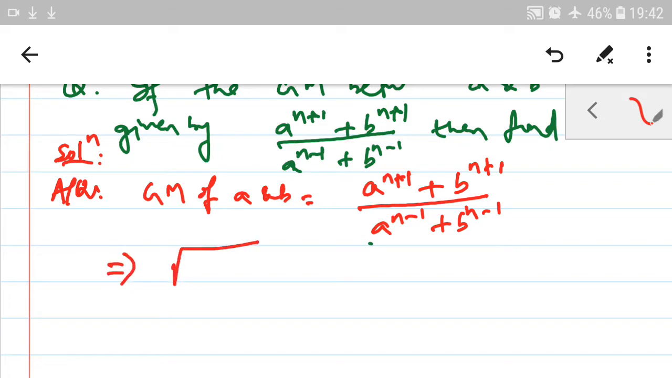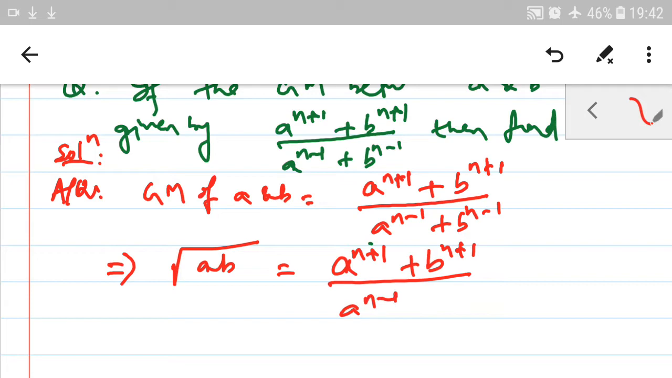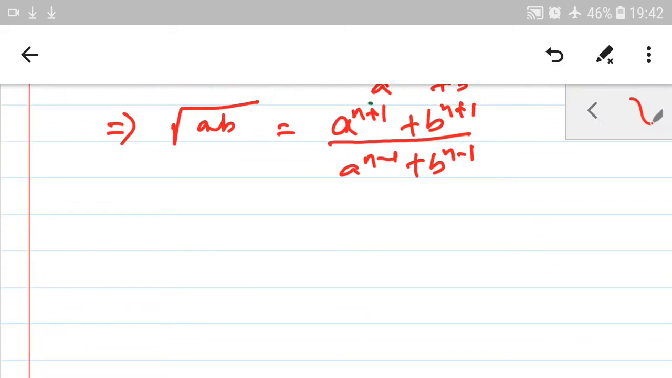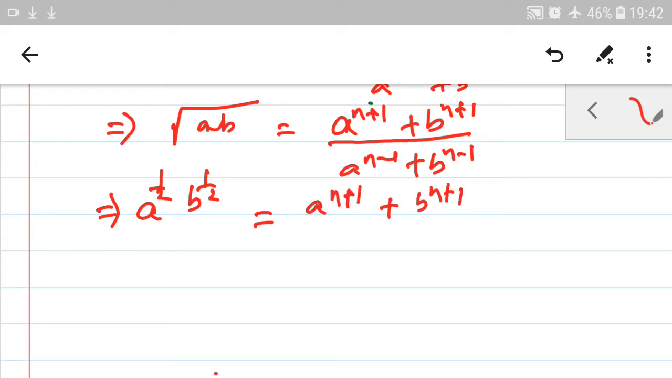And you know this is nothing but root under AB, which equals A to the power n plus 1 plus B to the power n plus 1 divided by A to the power n minus 1 plus B to the power n minus 1. Now in the next step, write this as A to the power half multiplied by B to the power half, equal to A to the power n plus 1 plus B to the power n plus 1 whole divided by A to the power n minus 1 plus B to the power n minus 1.